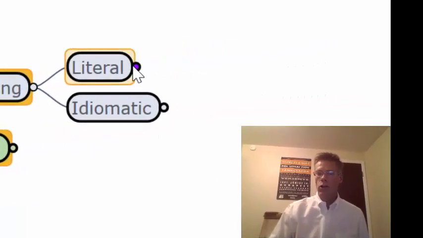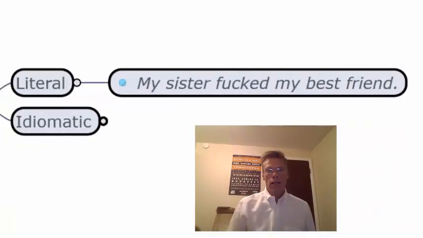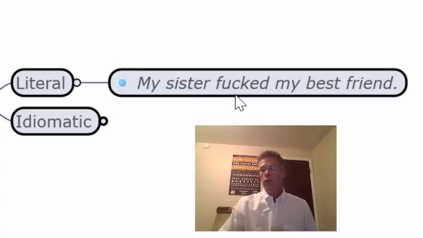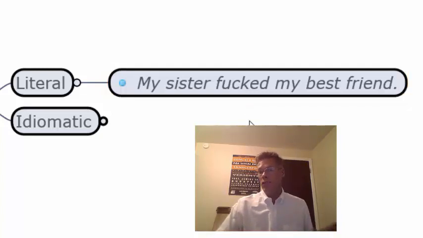But we could look at, for example, the literal meaning of fuck as its sexual sense, that is, of copulation. So, my sister fucked my best friend. And notice here that in order to evaluate whether that's a true statement or not, that fuck is necessary, right? It's necessary to be included in the statement in order to determine is it true or false. If we left it out, it would be a different sort of statement, one that really wouldn't be evaluable. It would be something like my sister, my best friend, and that's a very different sort of statement.